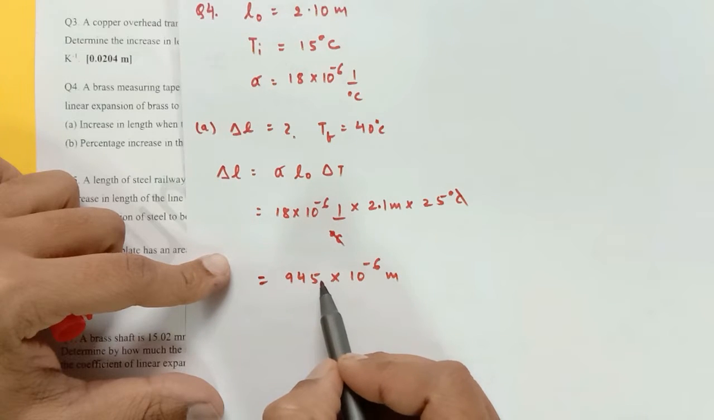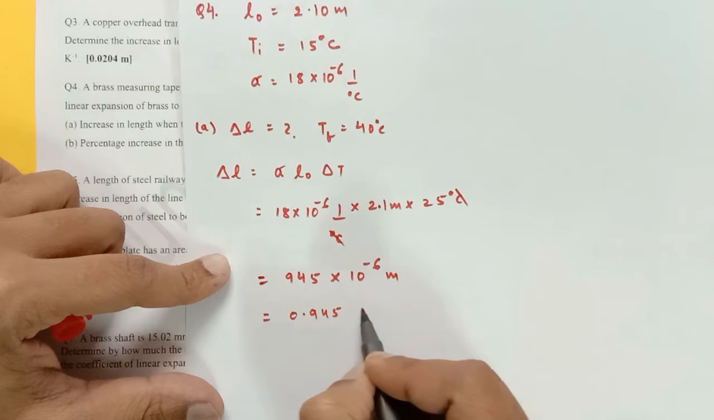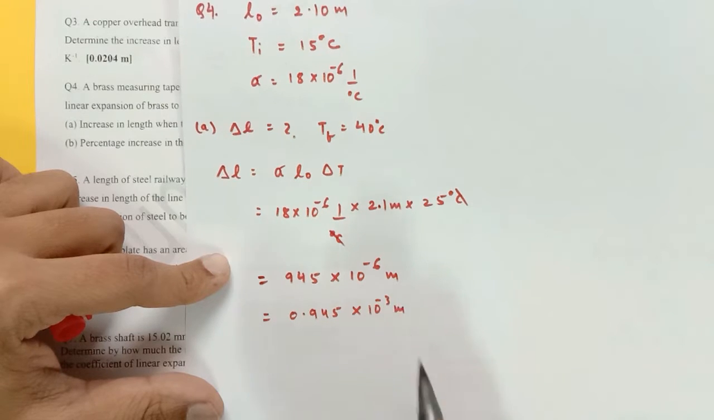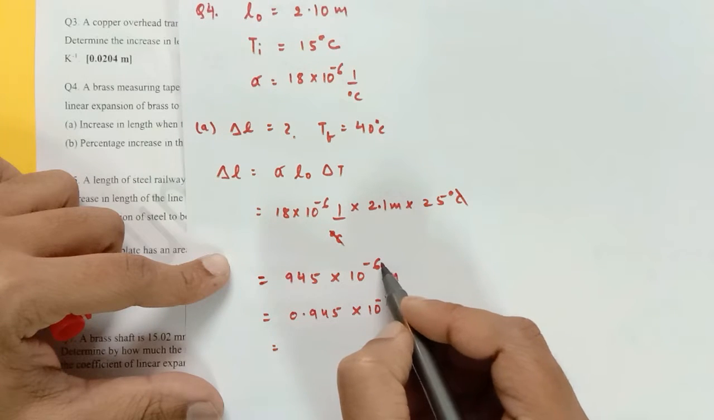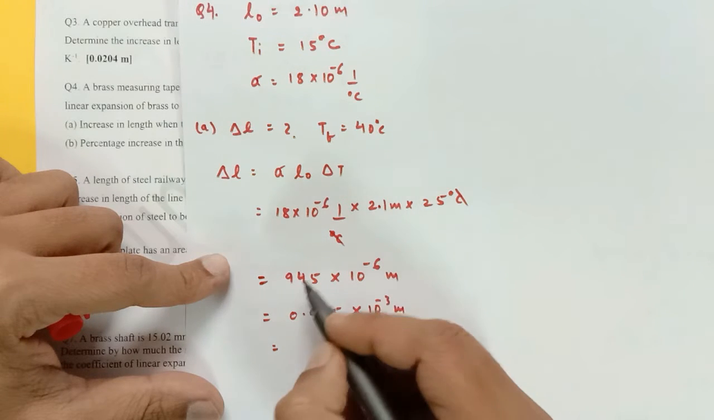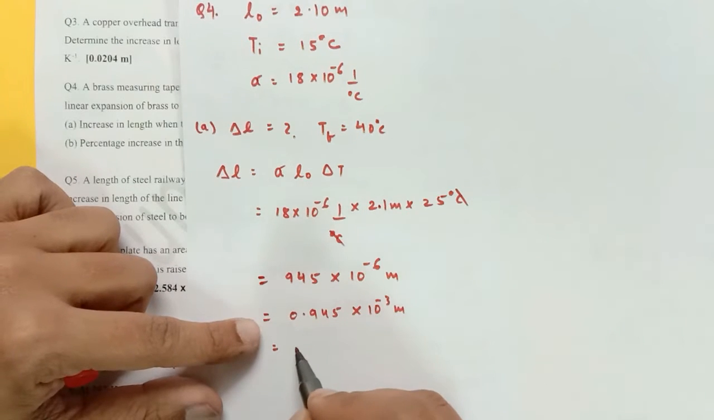That means if I shift 3 decimals from here, it will become 0.945 into 10 raised to minus 3 meter. And again if I shift 3 zeros more, I can keep on slashing the zeros from here and keep on shifting the decimals to the left hand side. So 3 more zeros over here.